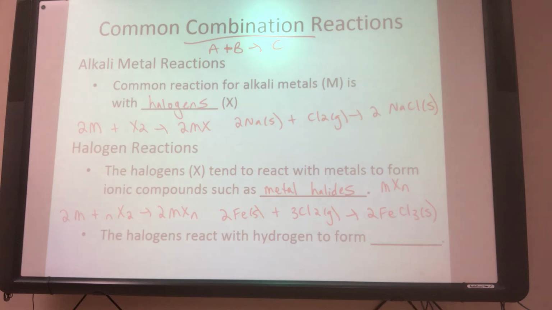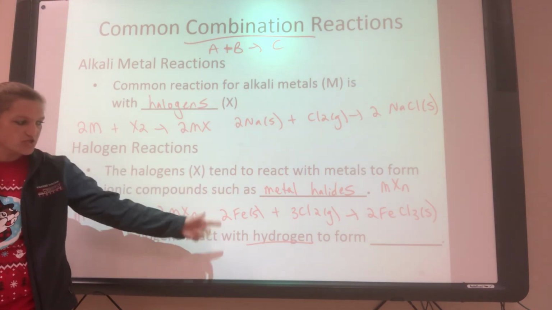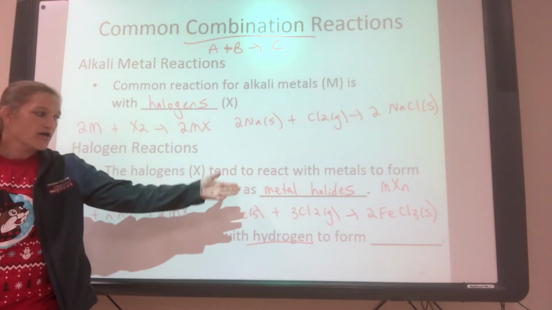Another type of reaction, so this is with halogens with a metal, okay? So this is my generic one. Here's another example. The halogens, not only will they react with metals, but they also like to react with hydrogen. So the halogens also like to react with hydrogen, and so if they reacted with metals and made metal halides, then if they react with hydrogens, what do you think those would be called? Hydrogen halides.